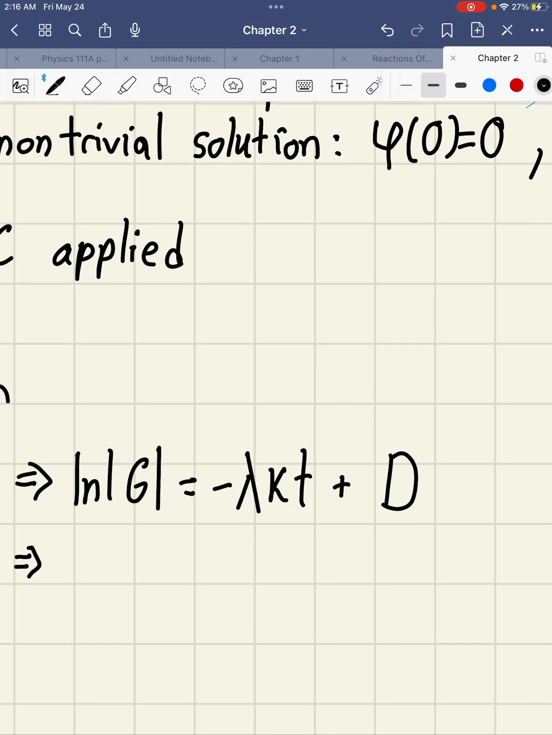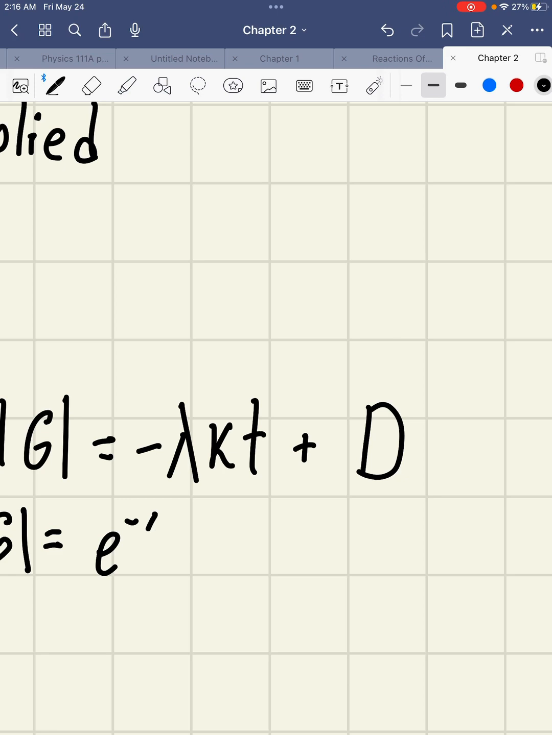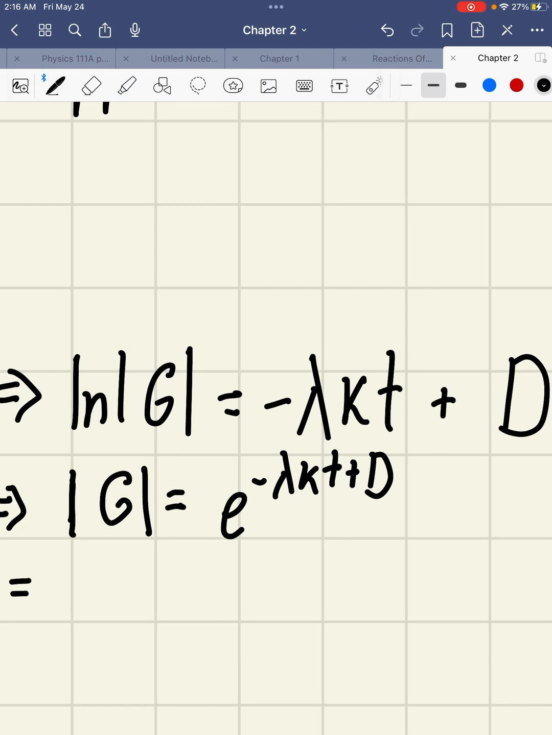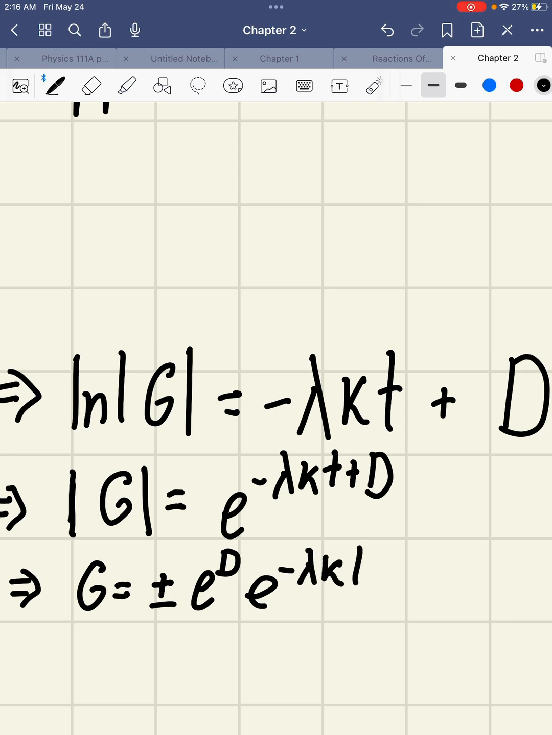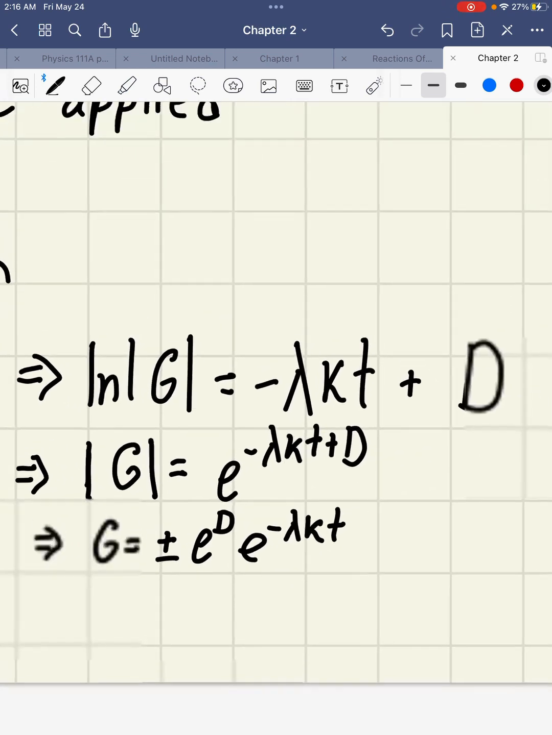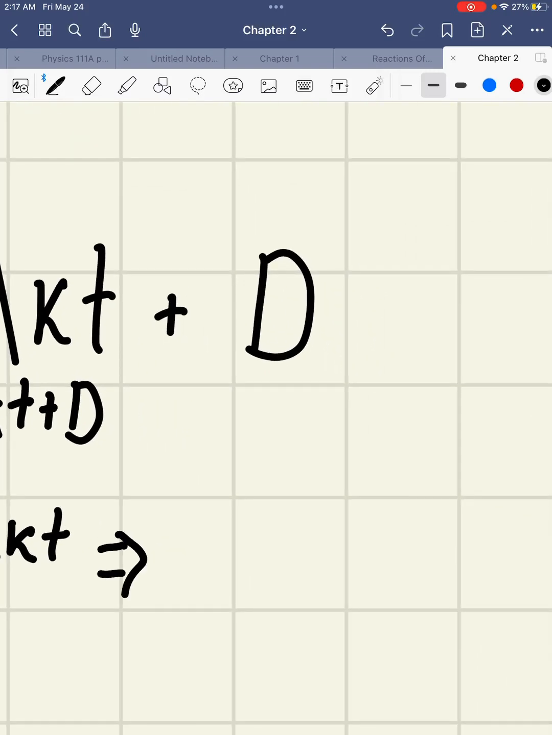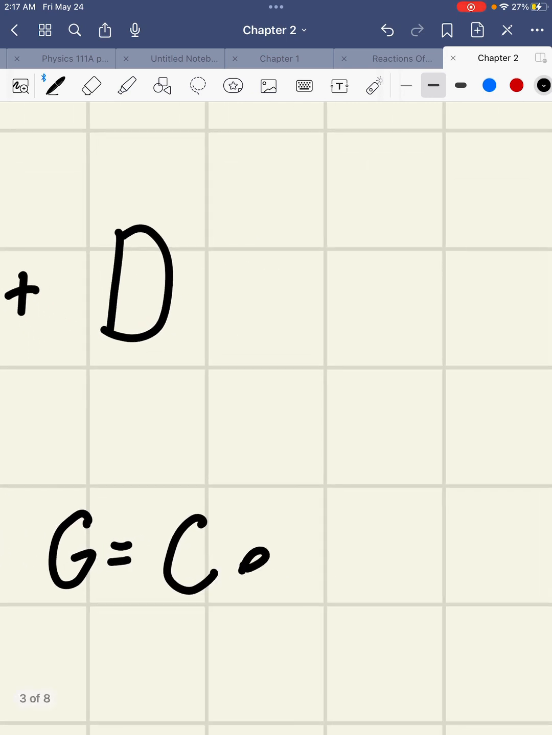Therefore, to get rid of the natural log, I'm taking the exponential of both sides. Absolute value of g is equal to e to the negative lambda kt plus d. Then my g is equal to plus or minus another constant, e to the d, times e to the negative lambda kt. And this can be simplified, therefore my g is equal to a big constant c times e to the negative k lambda t.